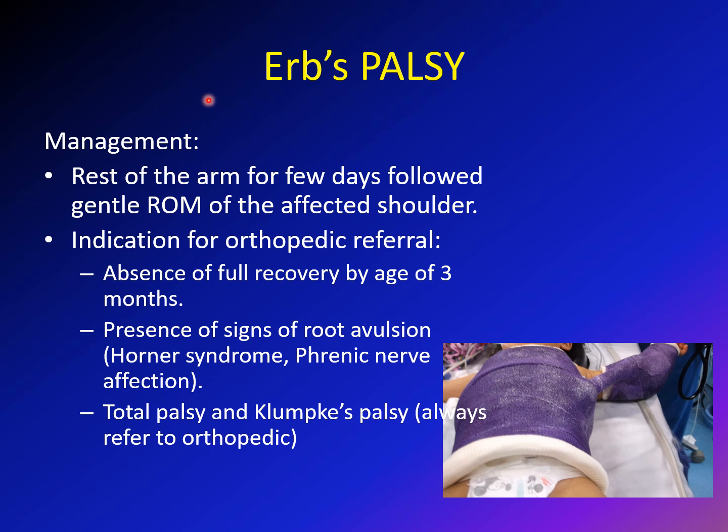Treatment from the pediatrician's point of view, just rest for the arm and then start gentle range of motion. You can follow the patient or do an orthopedic referral. However, orthopedic referral is a must if the patient by 3 months is not flexing the elbow, or if you think it's root avulsion, or if it's other forms of obstetric brachial plexus palsy like total palsy and Klumpke's palsy.